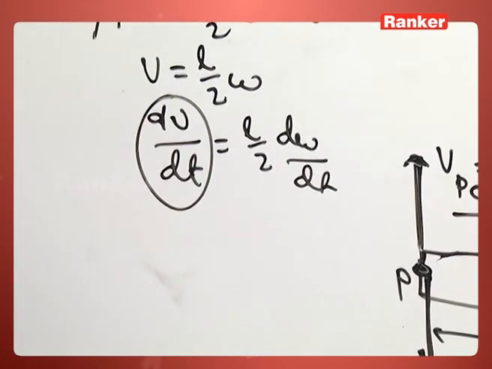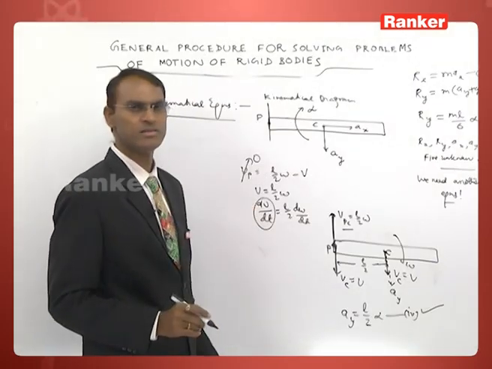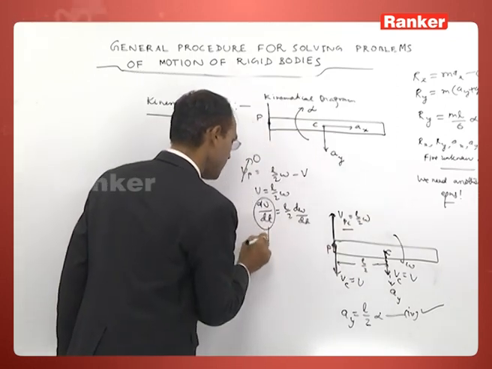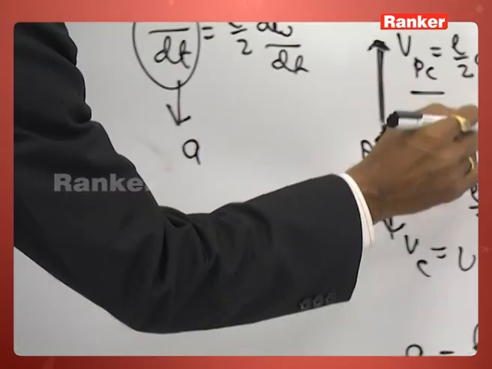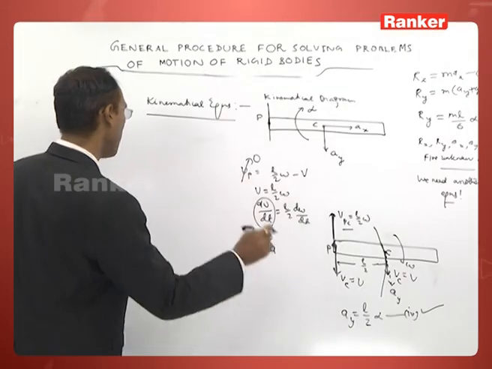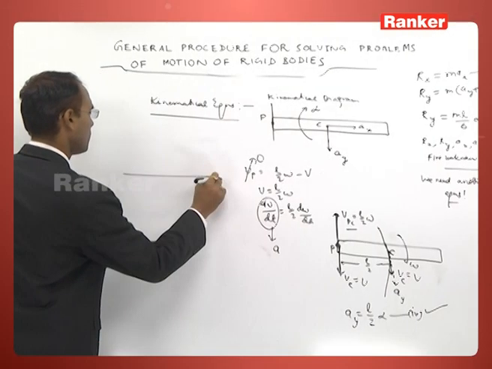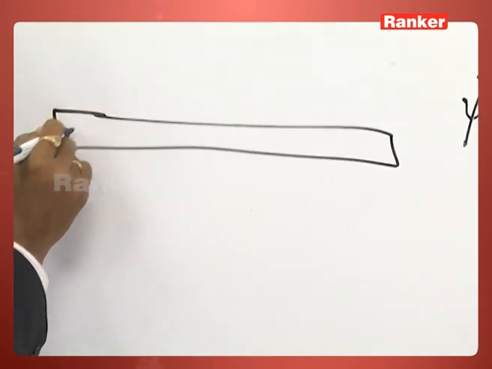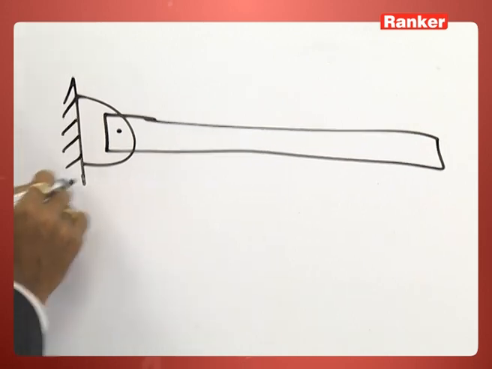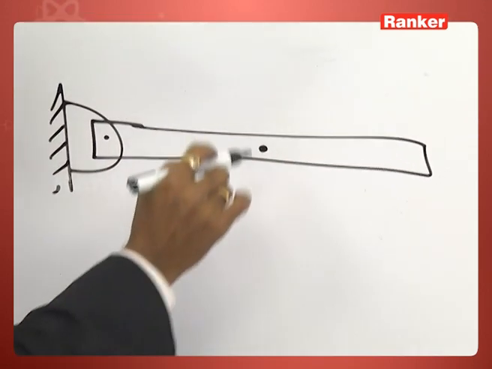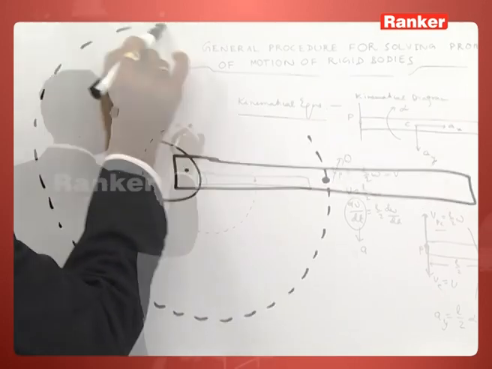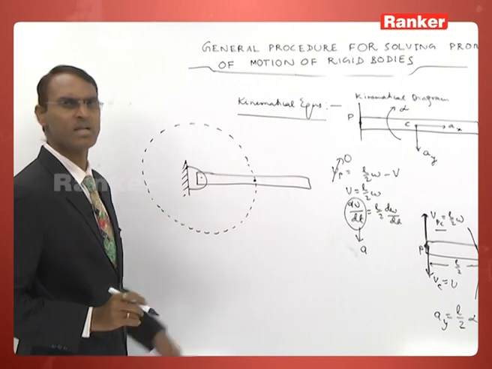Rate of change of speed of the center of mass is equal to the acceleration of the center of mass along tangential direction. Here one interesting thing you have to note. This is the pivot. This is the center of mass. The center of mass is rotating in a circular path.